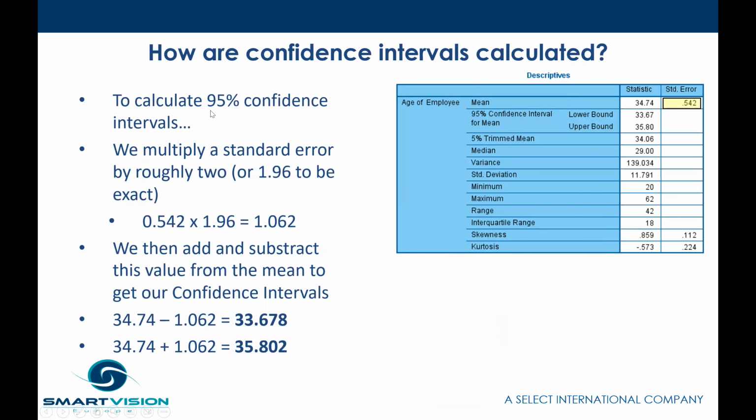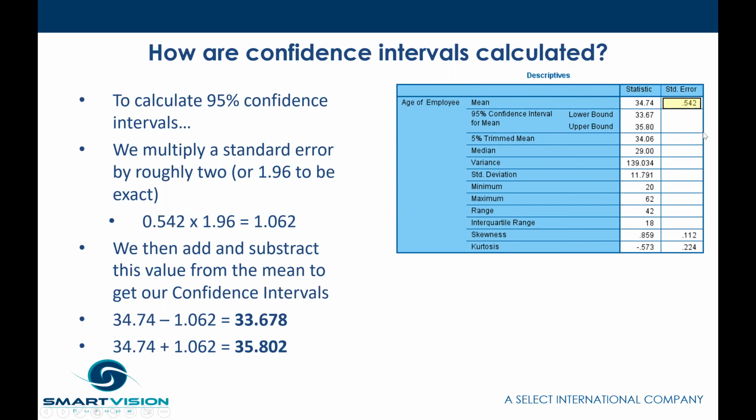So if we want to calculate 95% confidence intervals, what we do is we multiply the standard error by roughly 2, or 1.96 to be exact. And that 1.96 relates to the number of standard deviations above and below the mean in a normal distribution that capture 95% of the data. It's kind of a magic number, but we're roughly doubling it.